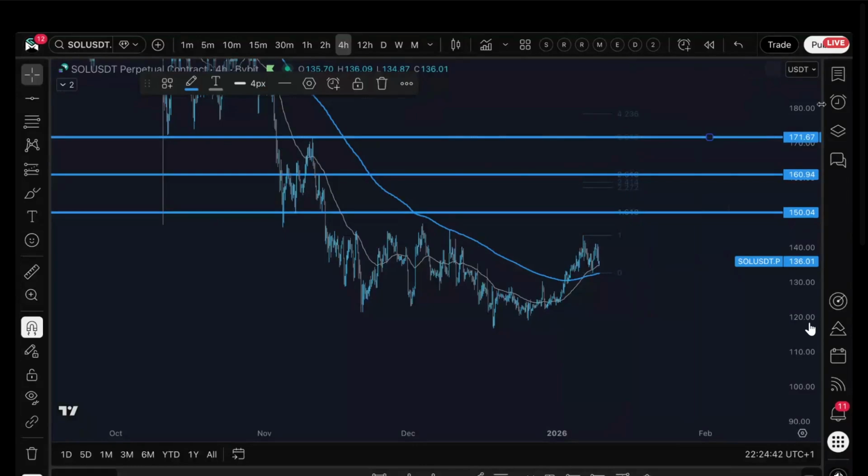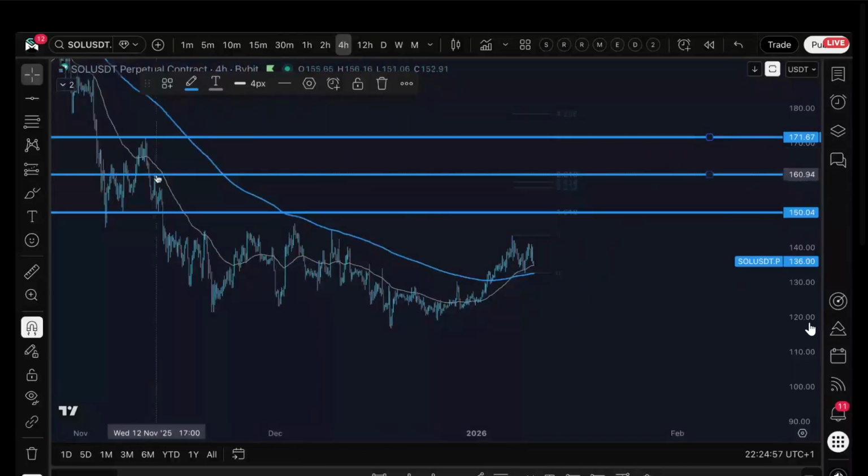Fibonacci, moving averages, everything is in confluence with each other. As you can see, these levels are perfectly in confluence. Look, the 1.618 with this support here, the 2.618 with this level here, supply zone is here, 160, 160.